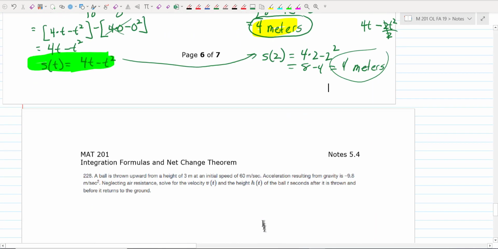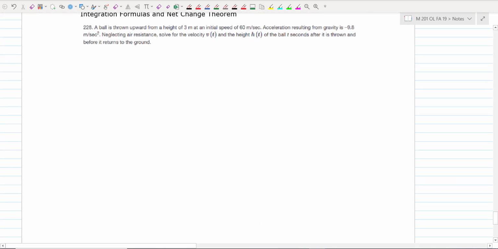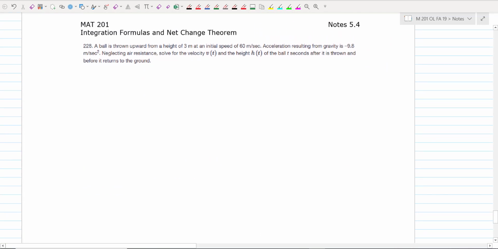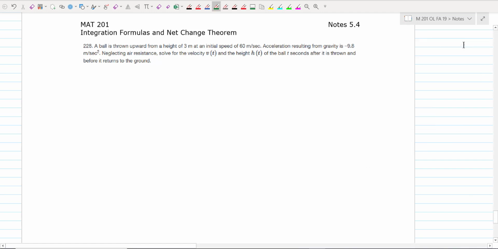Okay, so I'm going to look at maybe one more additional example on the next page. So let's read this one. This one says a ball is thrown upward from a height of 3 meters at an initial speed of 6 meters per second. Acceleration due to gravity, negative 9.8 meters per second squared. Neglecting air resistance, solve for the velocity and the height of the ball t seconds after it's thrown and before it returns to the ground. So let's work with this last problem.